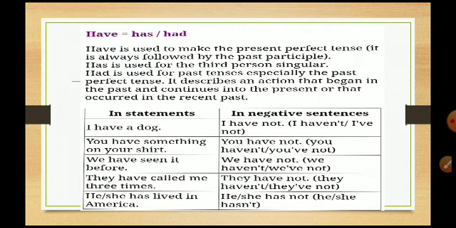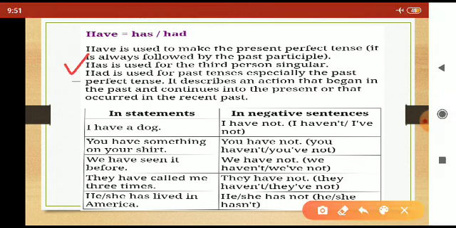Have and had. Have is used to make the present perfect. It is sometimes used as has or had. It is used to make the present perfect tense. It is always followed by the past participle. So whenever you use this have, it must be followed by the past participle. Has is used for the third person singular. So when you use has, it is used for third person singular. So you need to note it.